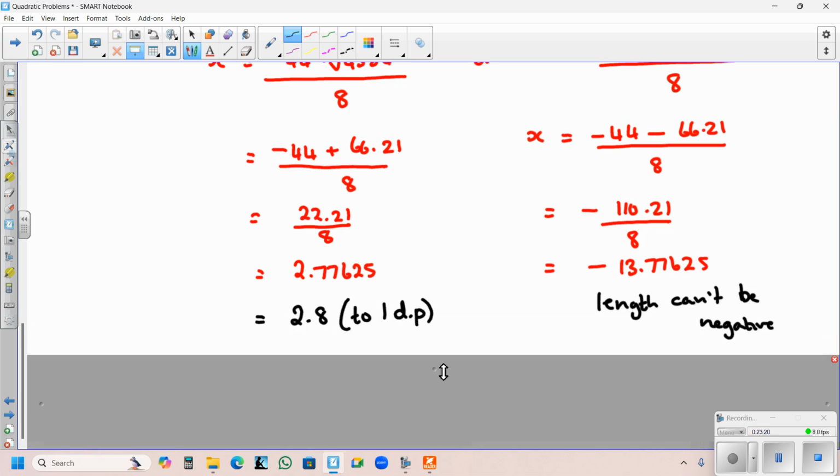Now it did say in the question to 1 decimal place. That's going to be 2.8 to 1 decimal place. That there is a length. It can't be negative, so that's not a valid answer. So your answer is 2.8 to 1 decimal place.